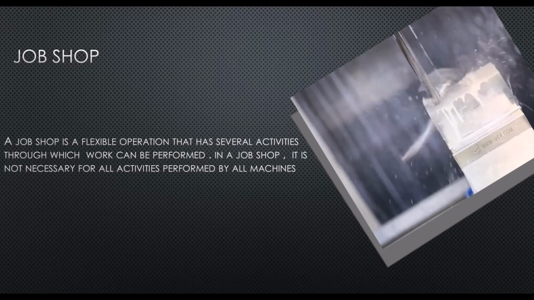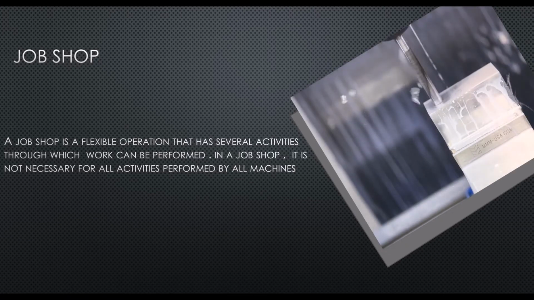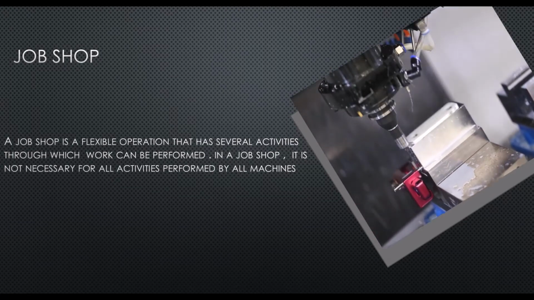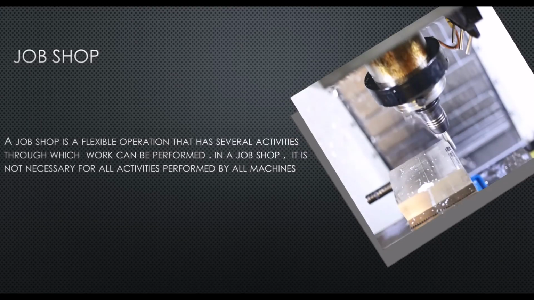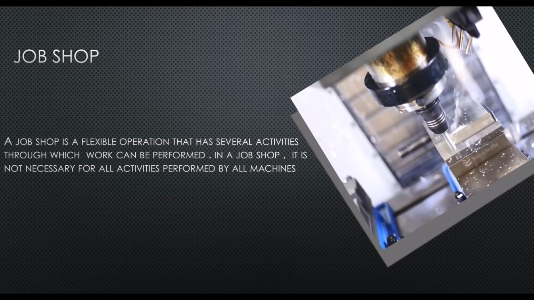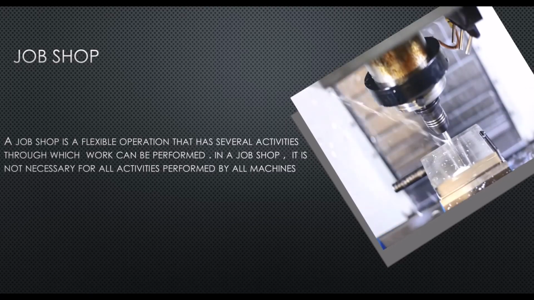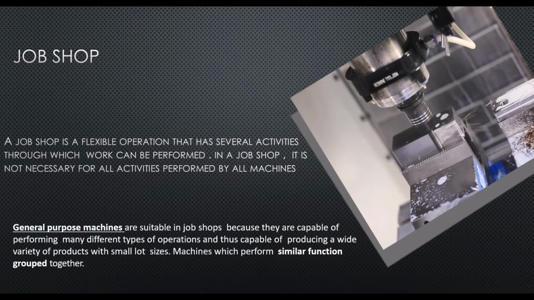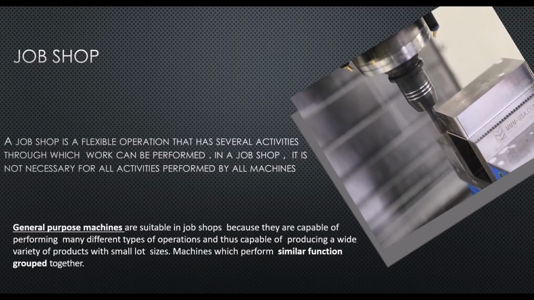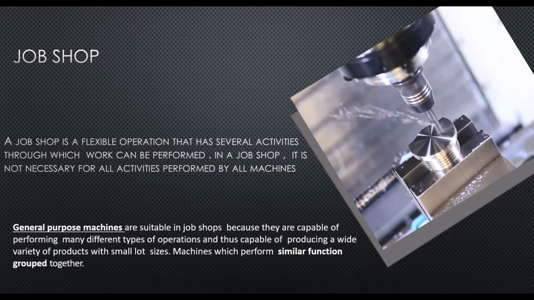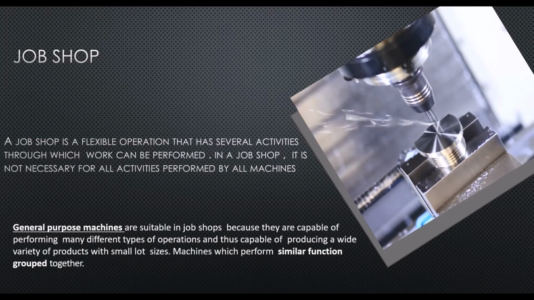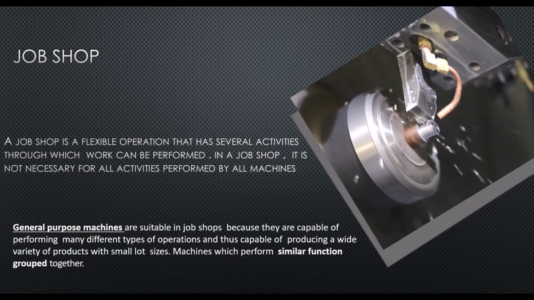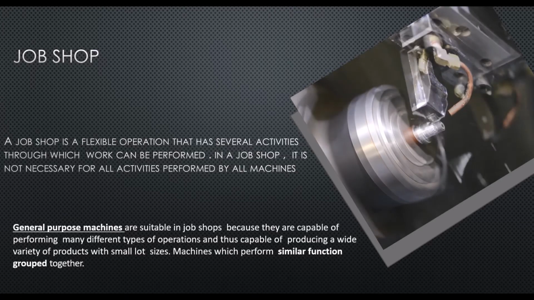If you observe in this video, by using one machine, the producer produces different varieties of a product. It means a product line extension. There is a difference from one product to another product in the form, size and shape. See, for any job shop, general purpose machines are suitable in this process, because they are capable of performing many different types of operations, and thus they are capable of producing a wide variety of products within a small lot size.